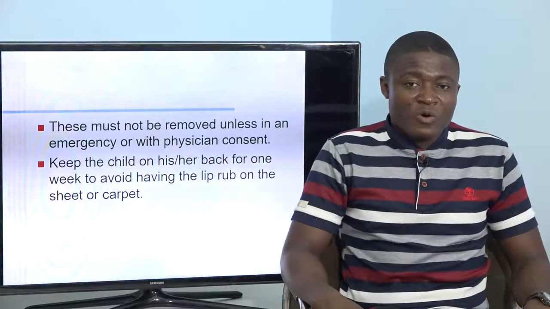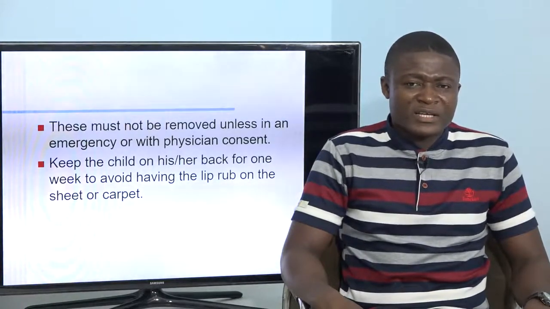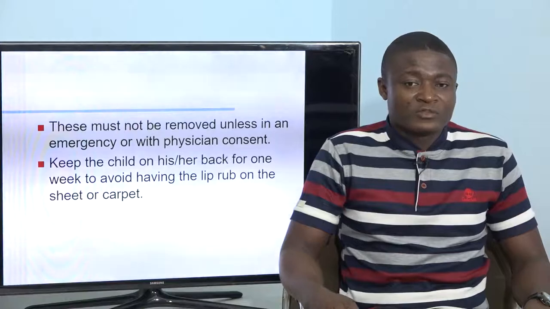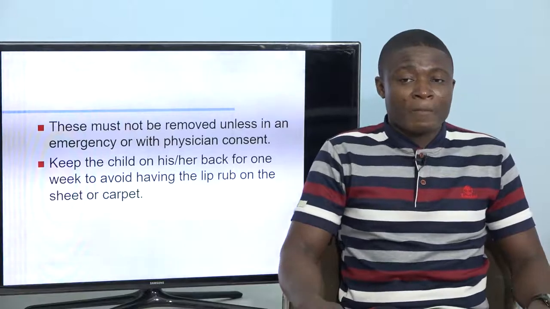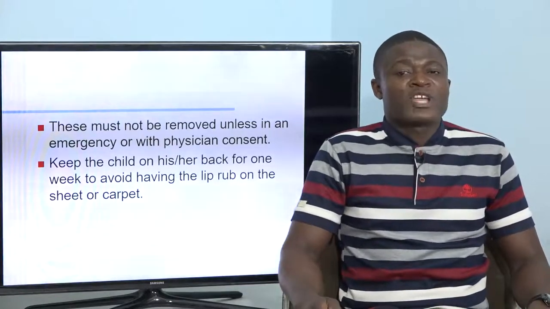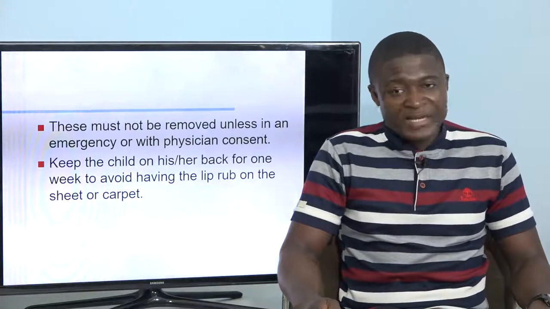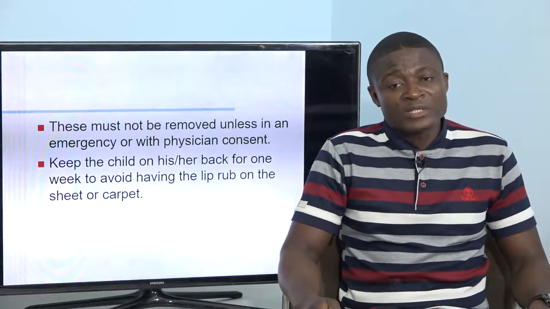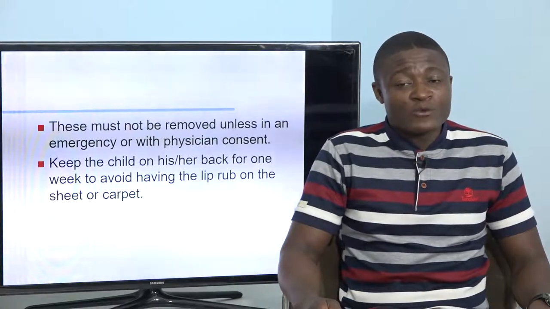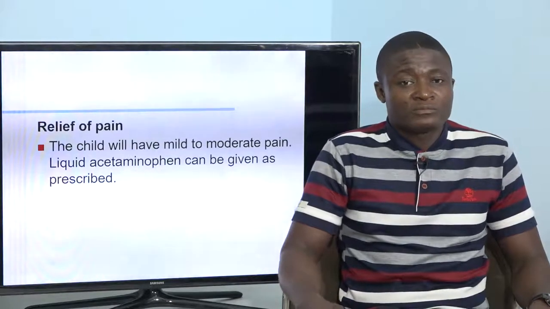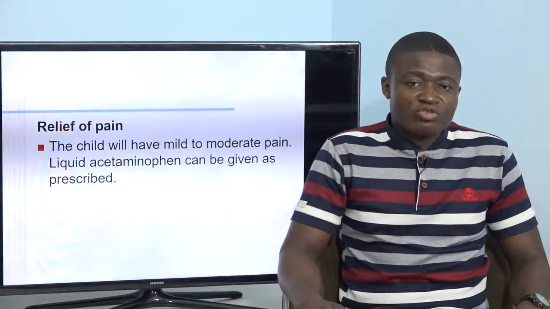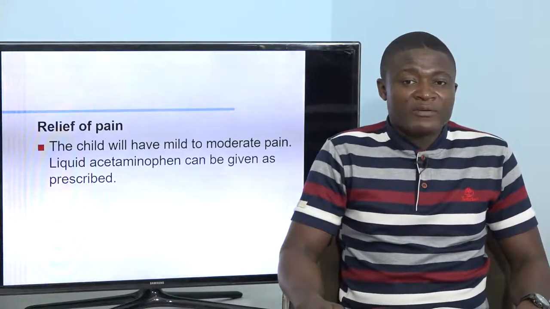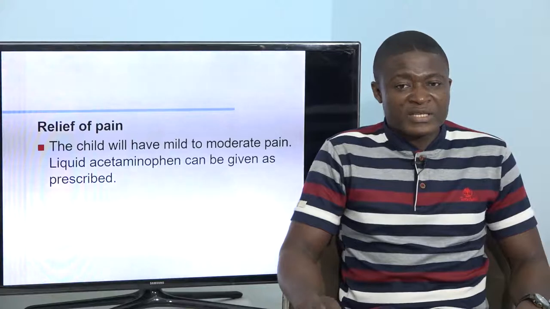Keep the child on his or her back for 1 week to avoid having the lip rub on the sheet or carpet. So the child is supposed to be lying on the back, not in a prone position. If not, he will rub the lips against the pillows or the bed linings, and this could ruin the surgical incision. Relief of pain. The child will have mild to moderate pain, definitely. Liquid acetaminophen can be given as prescribed.